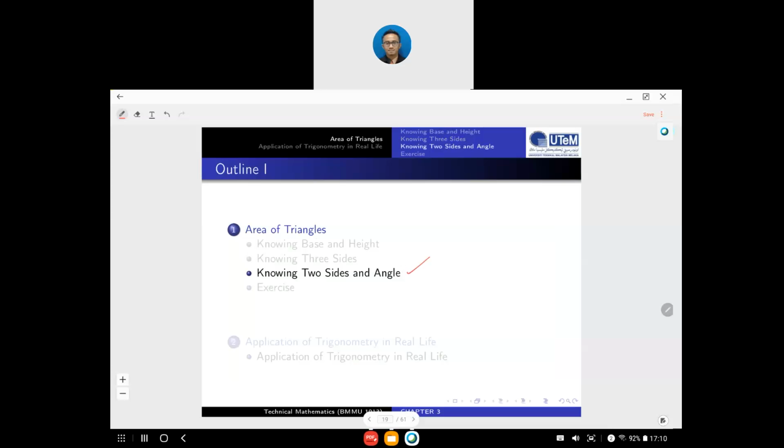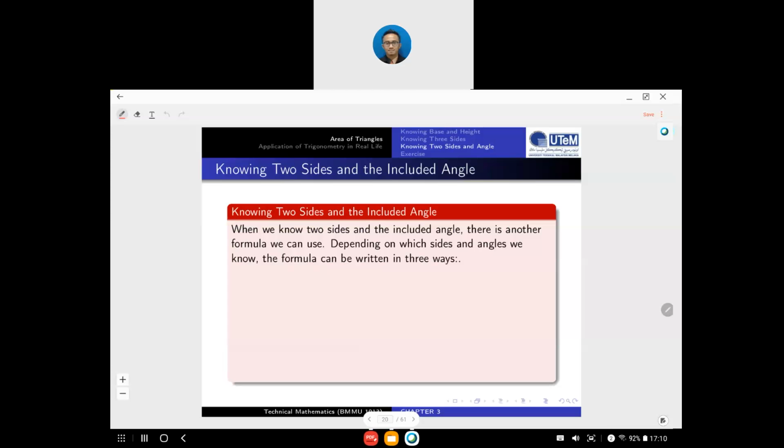Knowing two sides and an angle. You only know the value of two sides and one angle, so we can find it depending on the angle that you get. We have three ways, using the sine formula. Let's say you have this triangle, with angle A here, and sides C and B. You can use area equals 1 over 2 times b times c times sine A, or area equals 1 over 2 times c times a times sine B.